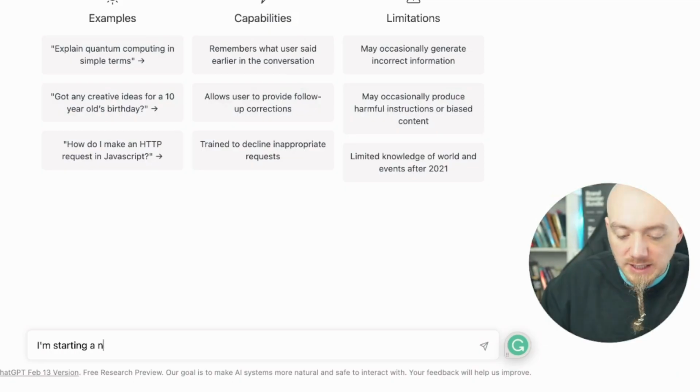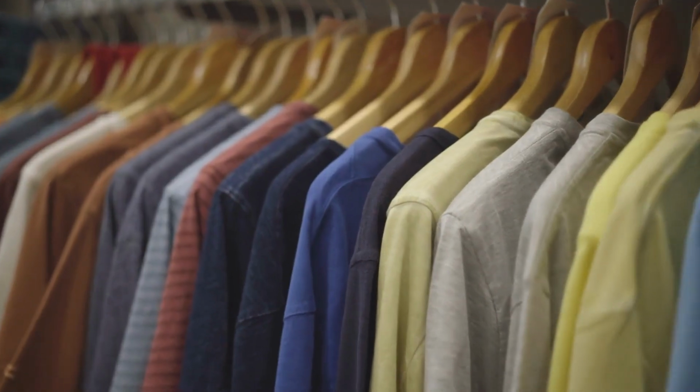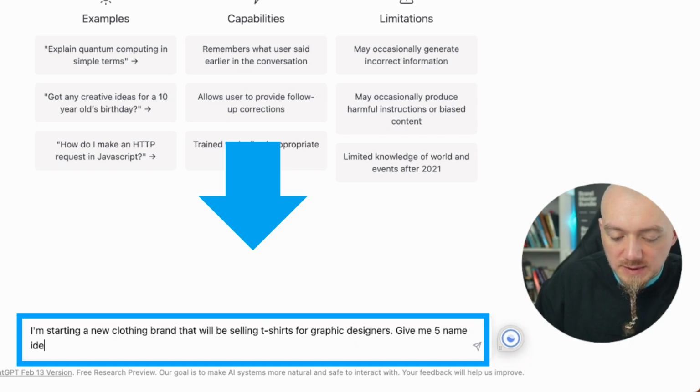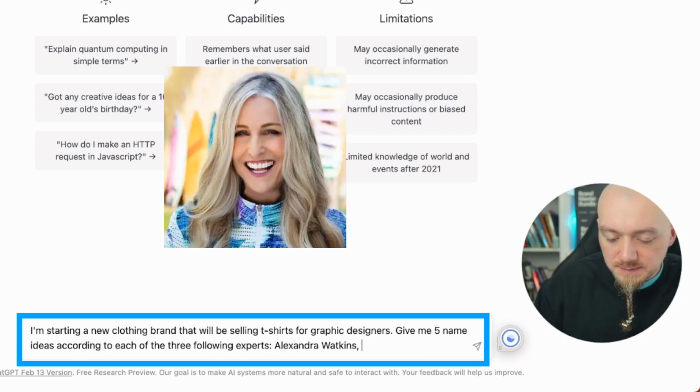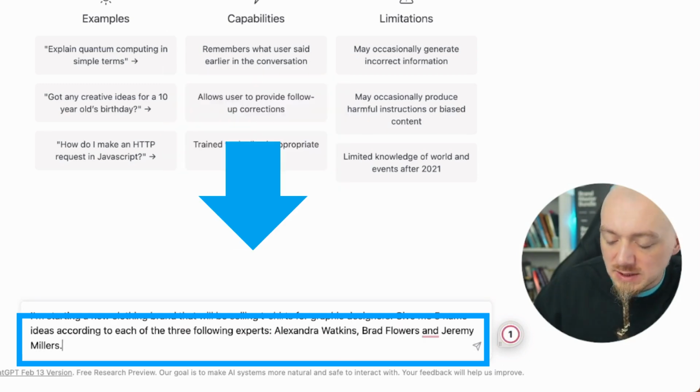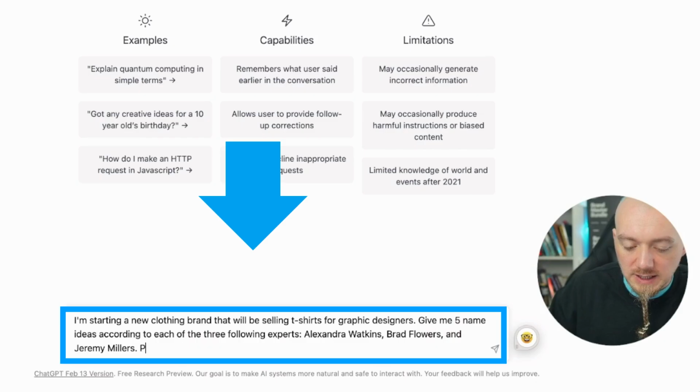So I'm starting a new clothing brand that will be selling t-shirts for graphic designers. Give me 5 name ideas according to each of the 3 following experts. So we have Alexandra Watkins, Brett Flowers, and Jeremy Miller. These are well-known naming experts that I have read books of, so I'm familiar with their work. And at the end, I'm gonna ask to present it in the form of a table.